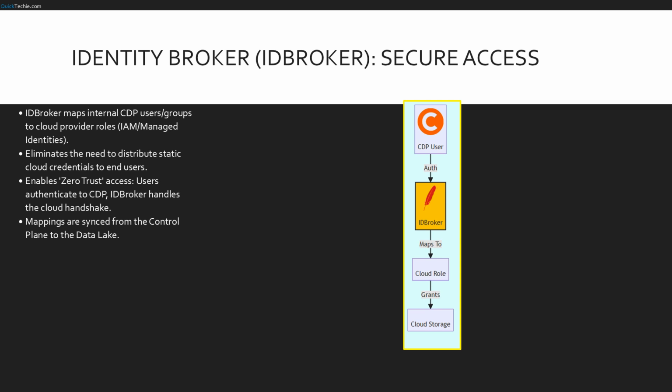The ID broker flow is simple but powerful. The CDP user authenticates to the system. The ID broker intercepts this and maps the user to the appropriate cloud role defined in your governance rules. This cloud role then grants temporary access to the cloud storage. The user never touches the cloud credentials directly.